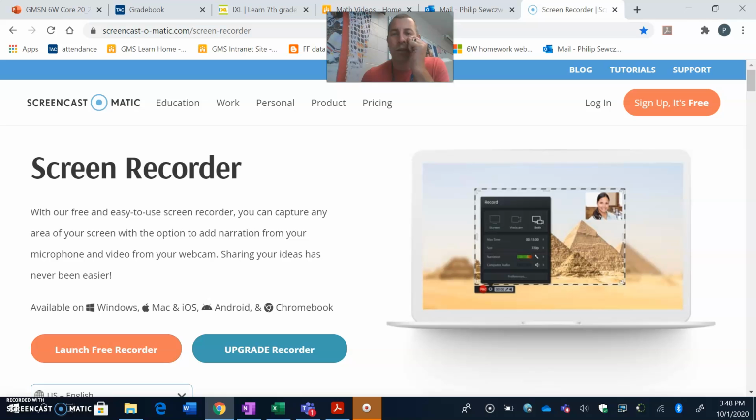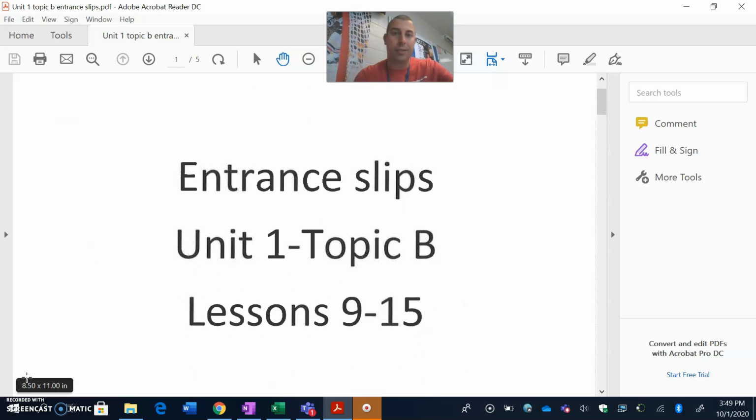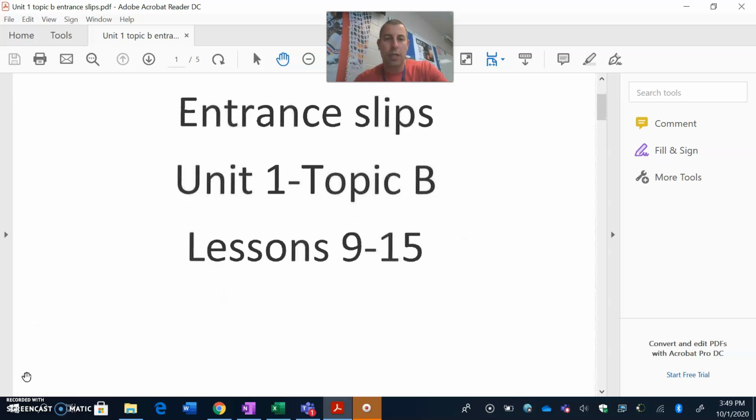All right. Okay. So let's do some entrance slips here, people. Let's see what we got going on. So purple packet. I get that out in front of you. Pause the video if you need to, but there it is. Entrance slips. I know, not purple, but you can look at the heading there. Here we go. Entrance slips, Unit 1.